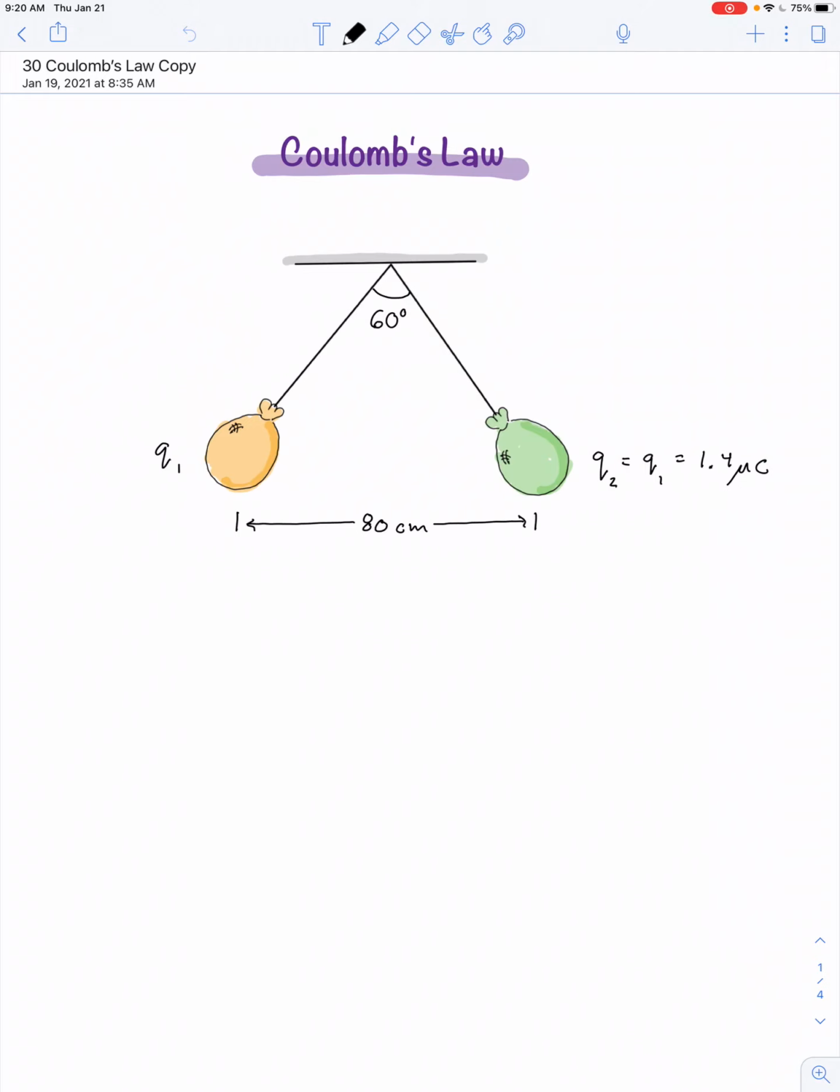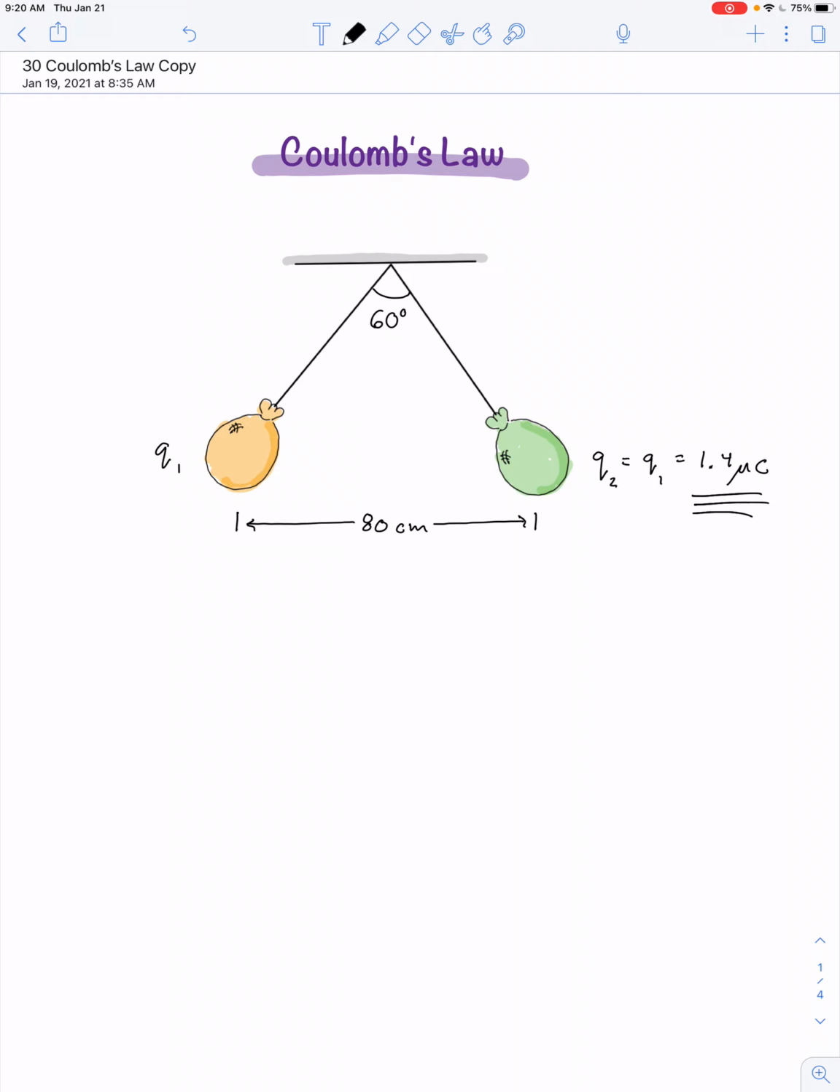I want you to imagine two balloons that have each been charged by the method of conduction. Perhaps each balloon was rubbed with rabbit's fur or something like this. And they've both been charged to the exact same amount. We'll say each balloon carries a charge of positive 1.4 microcoulombs.